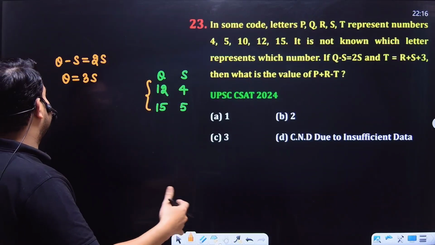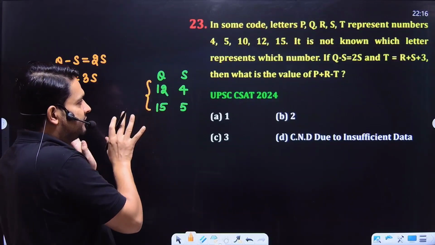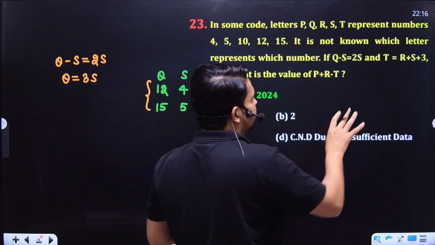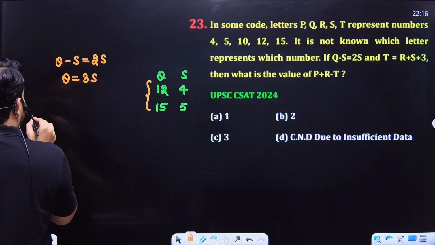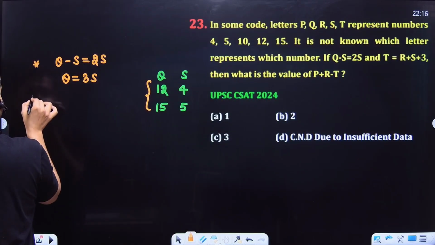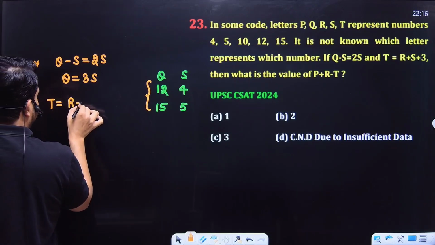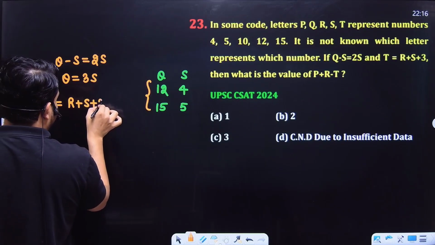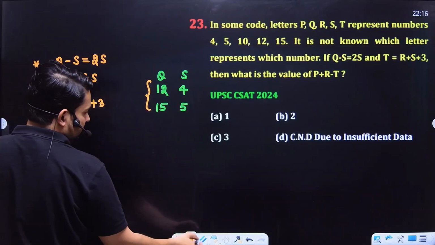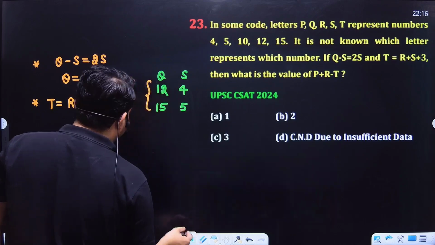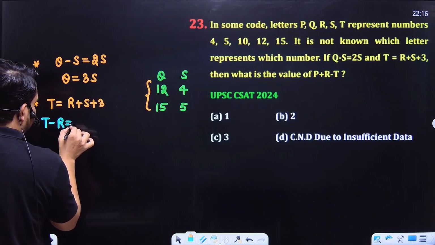The question is stuck here, I cannot solve it further, but I have another statement, that T is equal to R plus S plus 3. See, in this scenario, I have two values of S, so I have to put these values here. Here T minus R is equal to S plus 3.